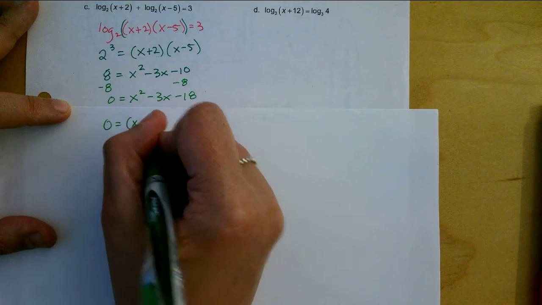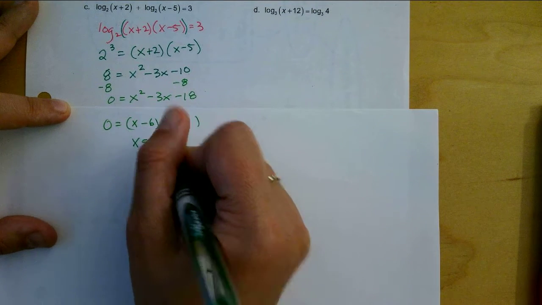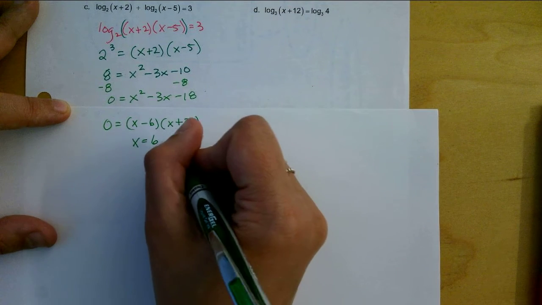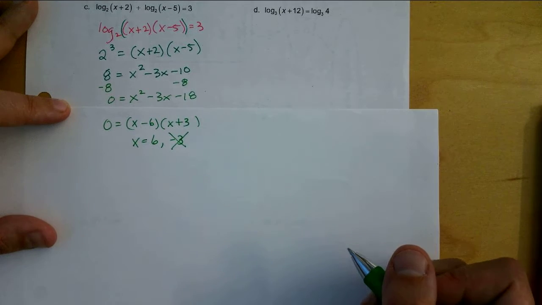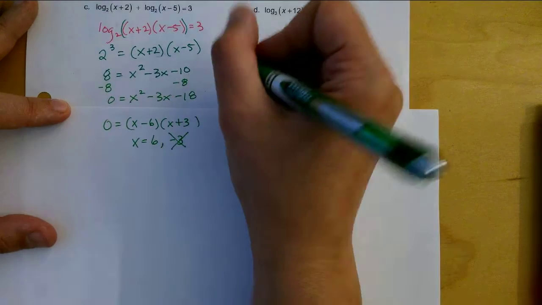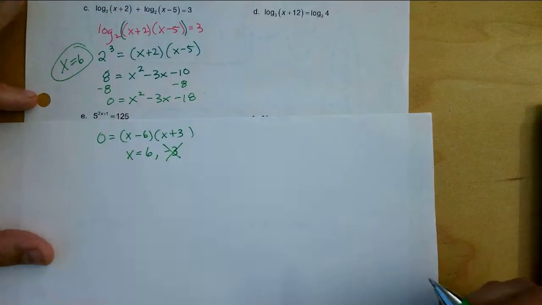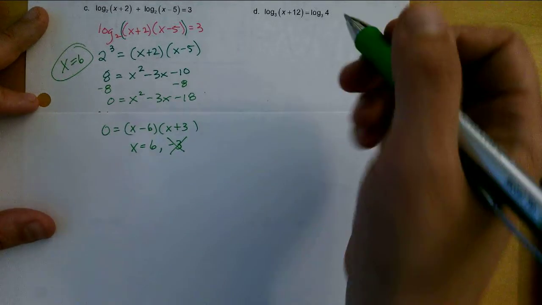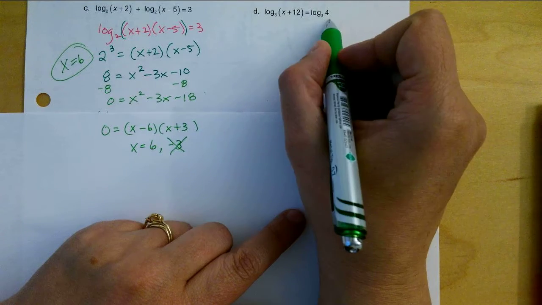X minus 6, x plus 3, x is equal to 6, and x is equal to negative 3. Well, we already know that negative 3 isn't going to work, and in order to save time, I'm going to let you do your checks, okay? So right here we have x equals 6, and I really hope that's right, but I feel weird about not checking, but I'm just going to assume that you're going to check for me. Okay. What should we do for this one here?